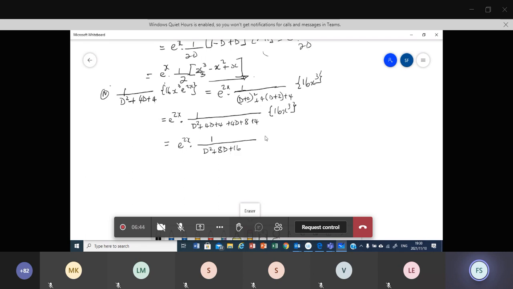I think that's 16, acting on 16x cubed. Right? We must work this thing out, if I remember very well. That's all squared. Yes, it's 1 over (d plus 4) all squared.